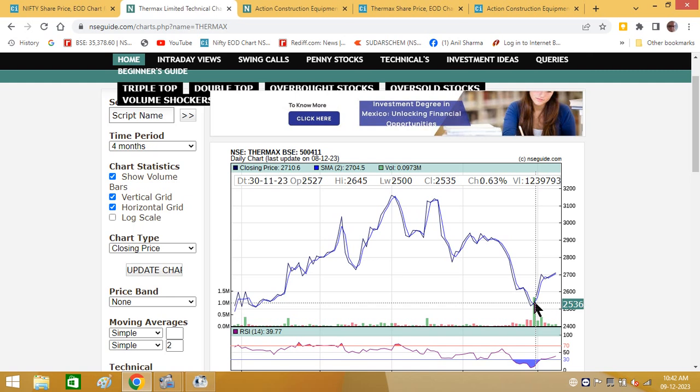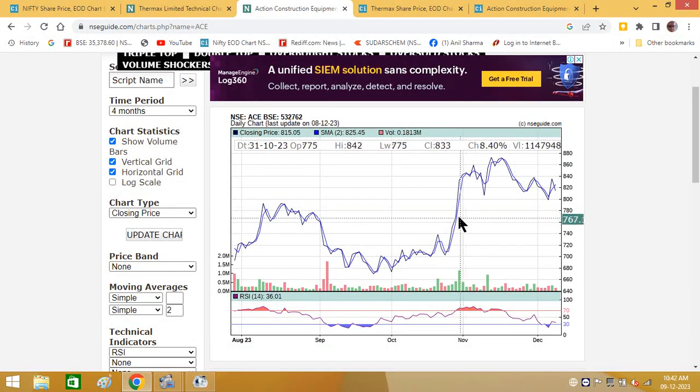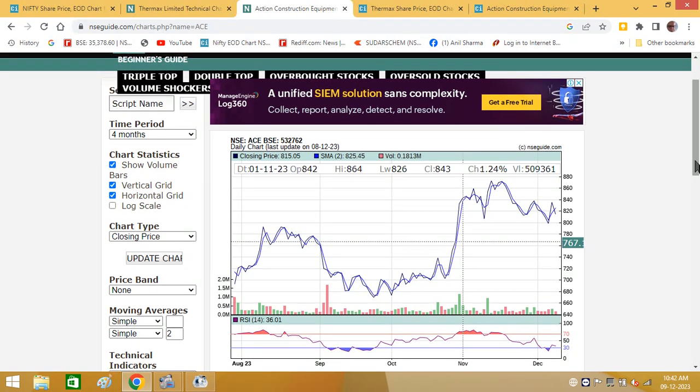Nevertheless, I have shown you two things here, Thermax, and the second stock which I am taking is Ace Construction. Fine, splendid results it had given in the second quarter. Now you can see here the RSI is showing 36.1, and yesterday the price was 820, around 815. If you get 5-10 rupees less here, I think this could be a beautiful buy for making money. Friends, we are going to check now on the real chart what happens.